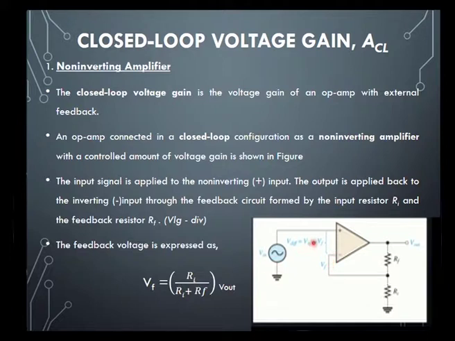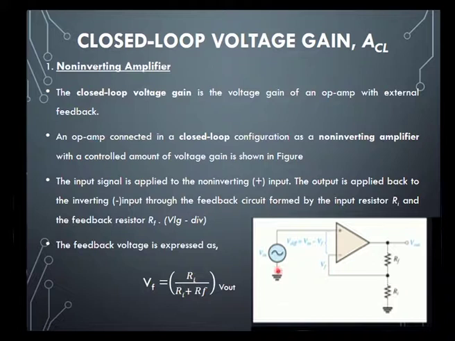So, the difference between Vin and Vf is a differential voltage, also called the differential input voltage. This differential input voltage is applied to the op-amp, and it is going to be amplified and come out at the output terminal. This is how the non-inverting op-amp is represented. So, an op-amp is connected in a closed loop configuration as a non-inverting amplifier, that is, we give the supply at the non-inverting terminal.